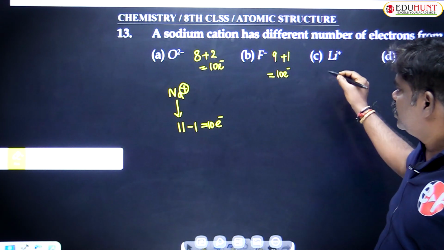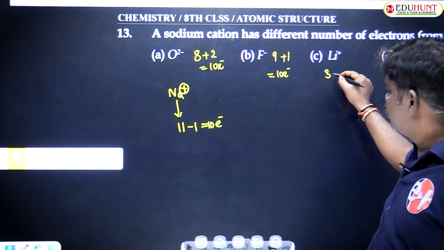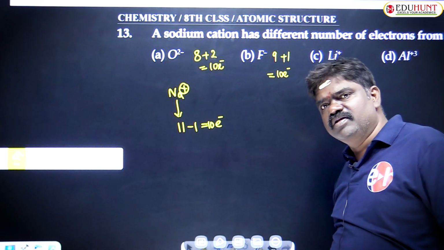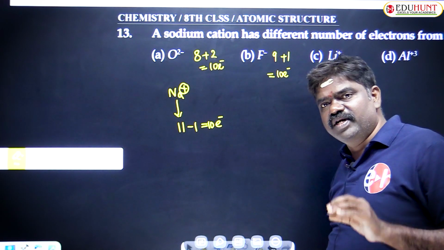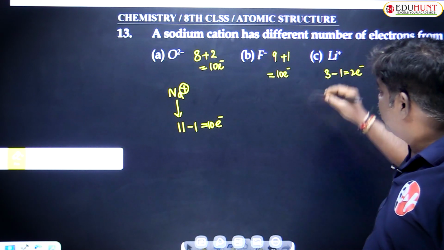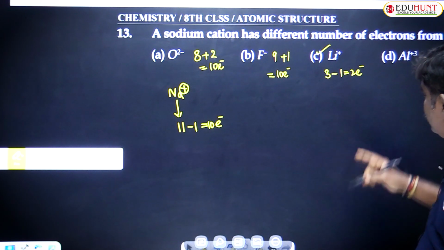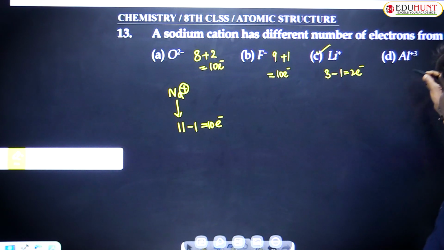If you take lithium, lithium atomic number 3, 3 minus 1, 2 electrons. So a different number of electrons is present in Li plus, because sodium contains 10 electrons, but Li plus contains only 2 electrons. This is the answer. And now take Al3 plus, aluminum atomic number 13 minus 3, it also contains 10 electrons.